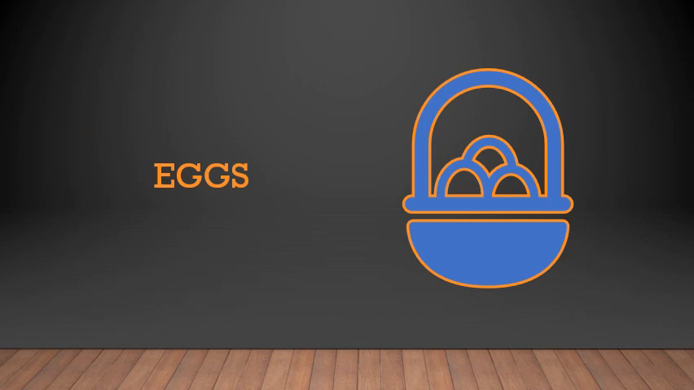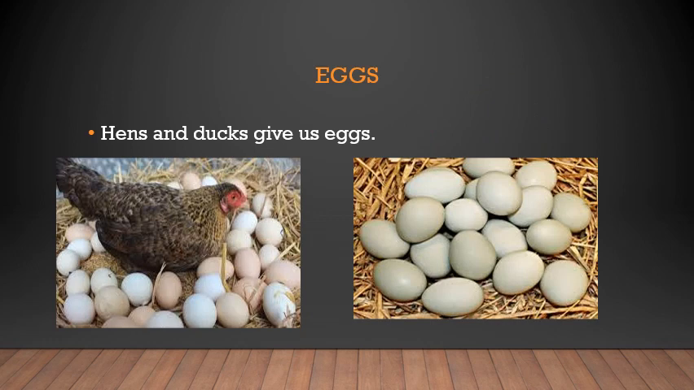Then eggs. Hens and ducks give us eggs. Now these eggs are really delicious. They are used for making different products, isn't it? Here in the first picture you can see a hen sitting on the egg, and the second picture is the duck's eggs. Both the eggs can be used in different products.